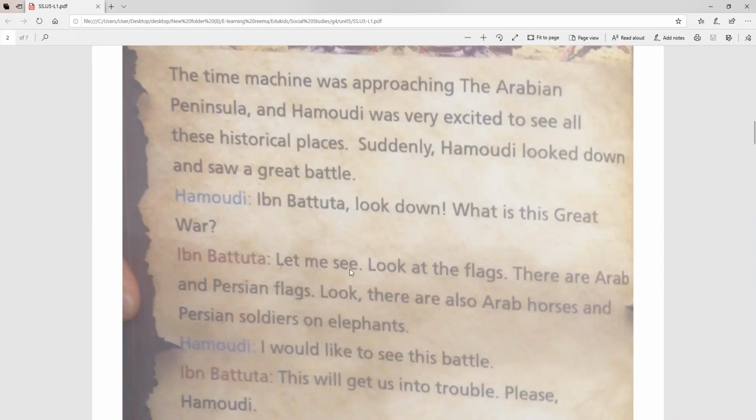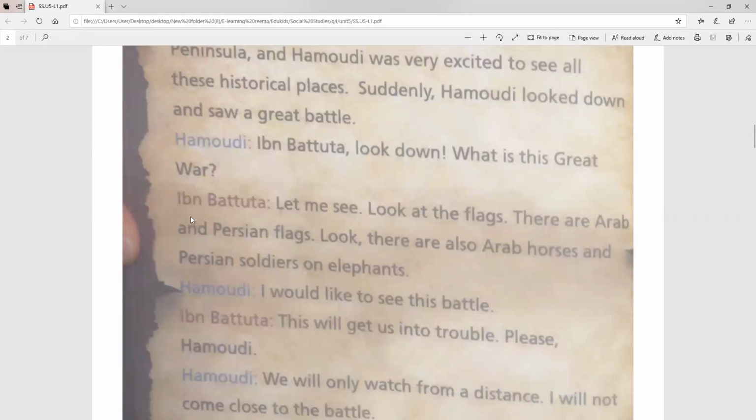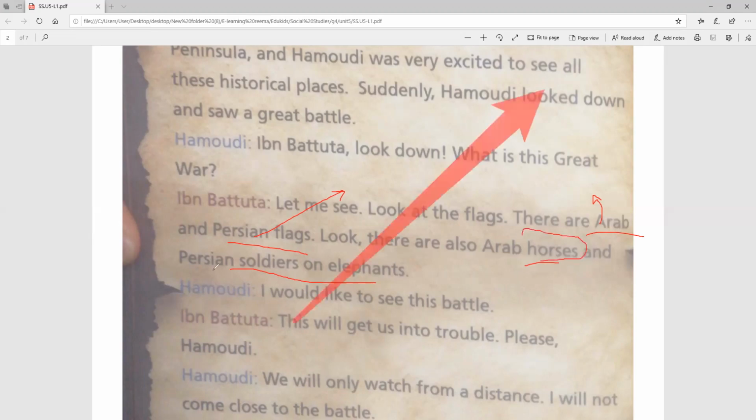Ibn Battuta: Let me see. Look at the flags. There are Arab and Persian flags. Look, there are also Arab horses and Persian soldiers and elephants. So the Arab flags refer to the Arabs in this battle, and the Persian flags refer to the Persians in this battle also. The Arabs were using horses, but the Persians used elephants.